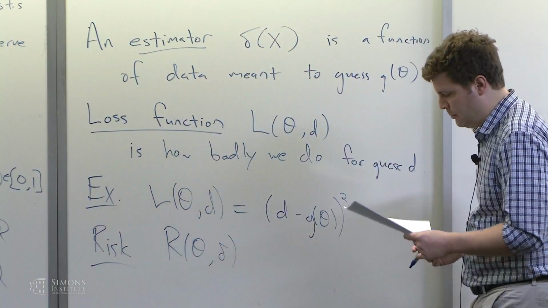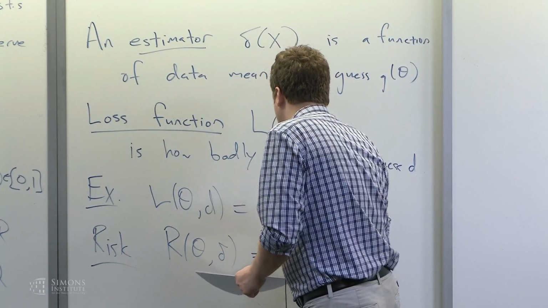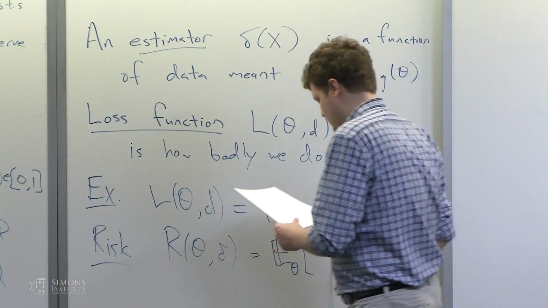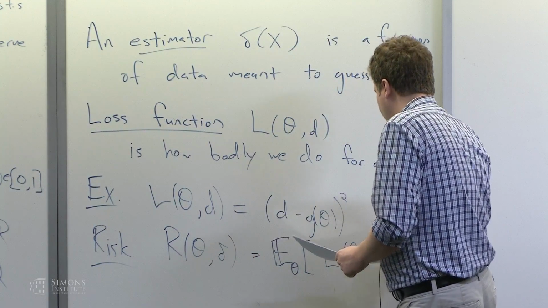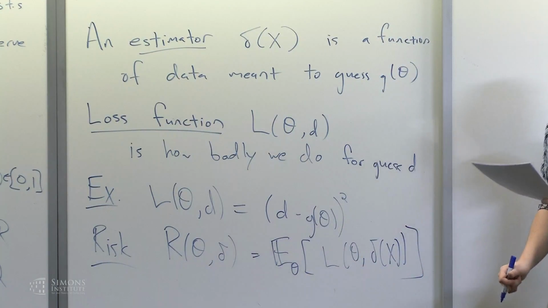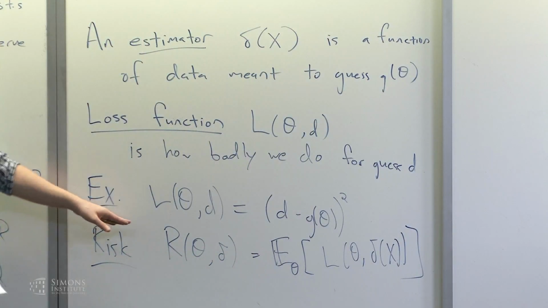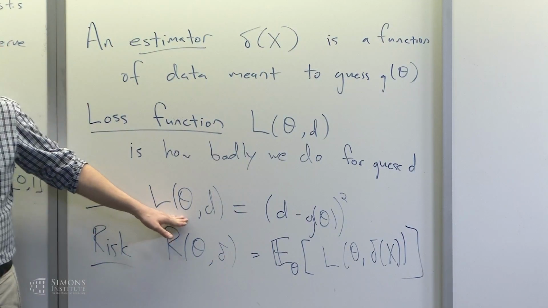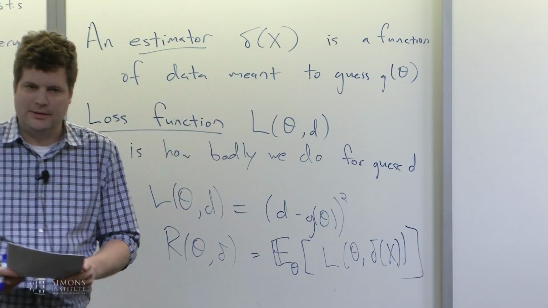It is how badly we do on average. So it's the expectation of L(theta, delta(x)). And this we call the squared error loss. If we were using the squared error loss, then the risk would be exactly the mean squared error.